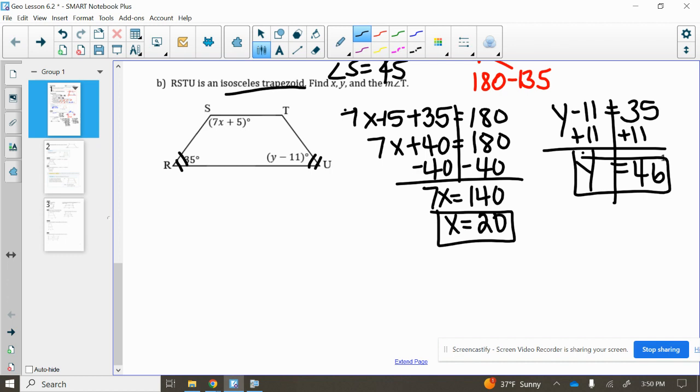Last but not least, angle T is the final thing we're trying to find. So we found x, we found y, we need angle T. So again, we know that these two angles are congruent. And then again, our upper to lower base angles are supplementary. So 180 minus 35 gave us 145.